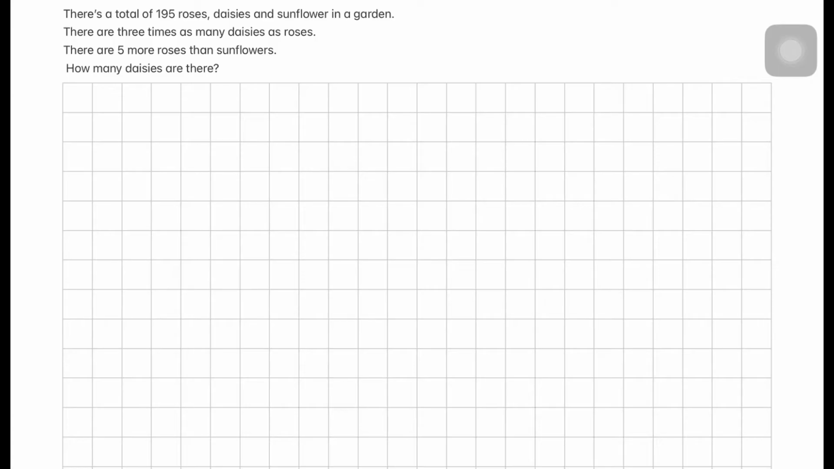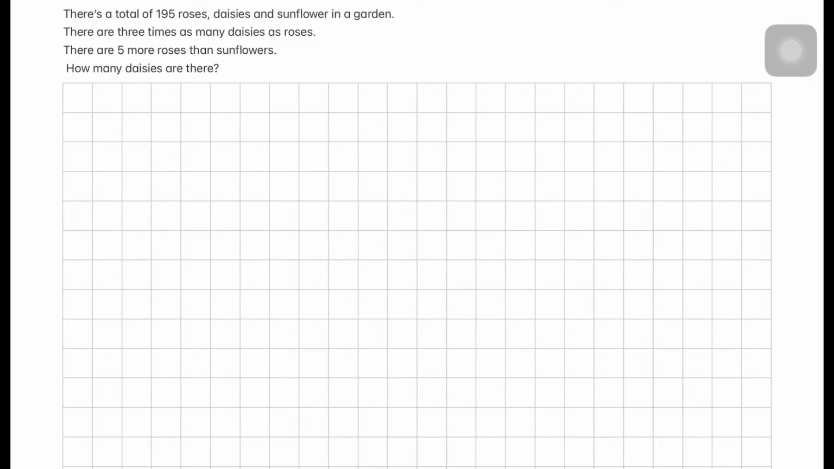There are some flowers in a garden. So what are those flowers? We have roses, daisies, and sunflower. The total here is also given. It says 195. So the total 195 is for all the roses, daisies, and sunflower.